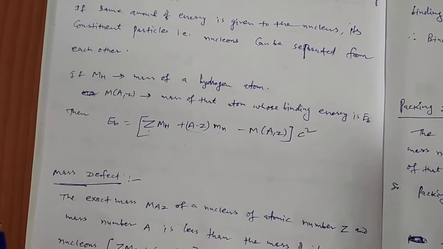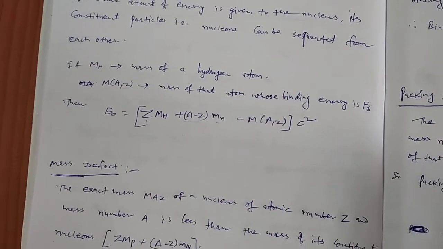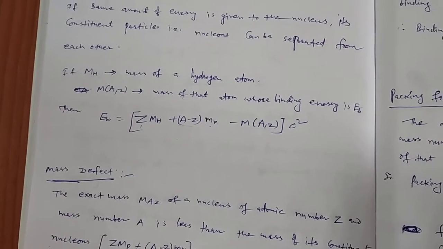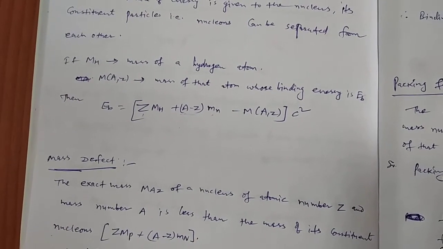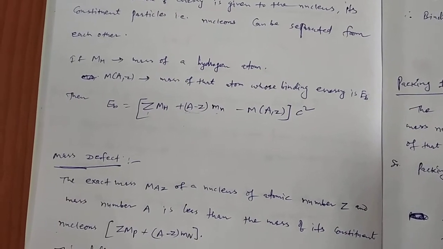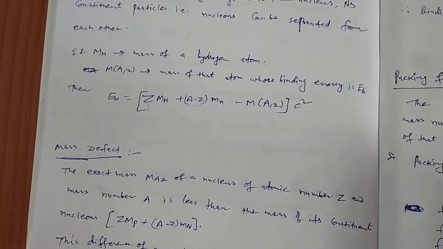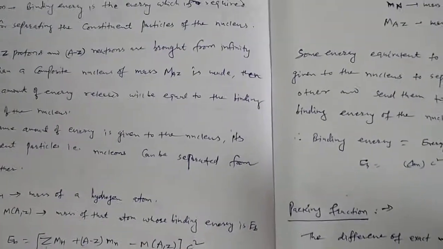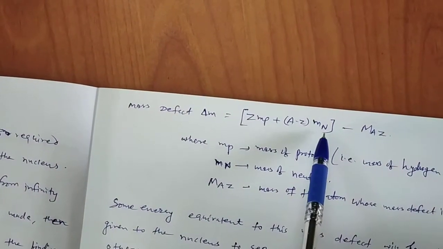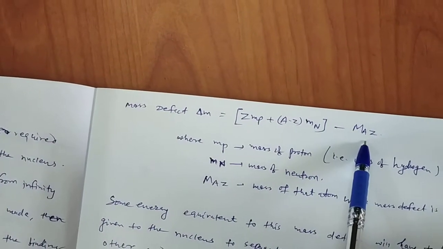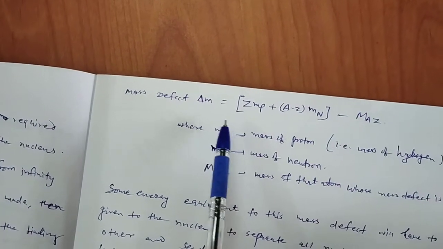Now we will see what mass defect is. It is defined as follows: the exact mass M(A,Z) of a nucleus of atomic number Z and mass number A is less than the mass of its constituent nucleons. Then the difference is called mass defect. So this is the mass of its constituent particles and this is the mass of the nucleus, and the difference of these two is called mass defect.